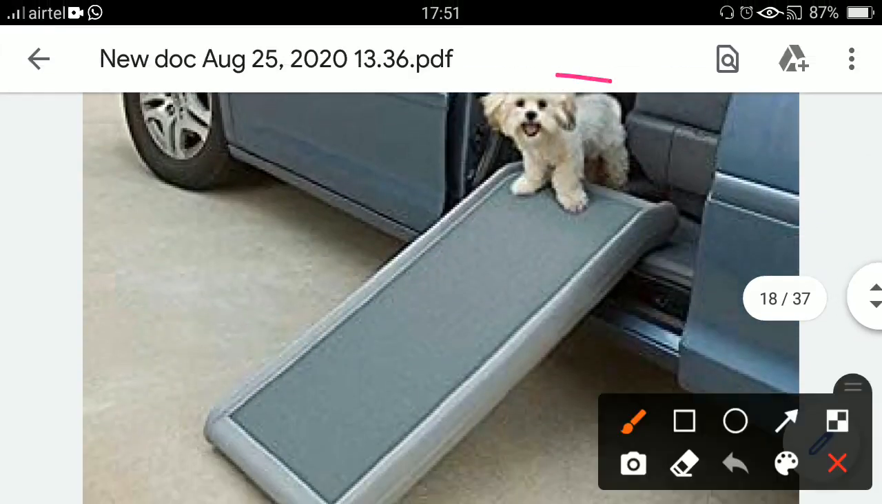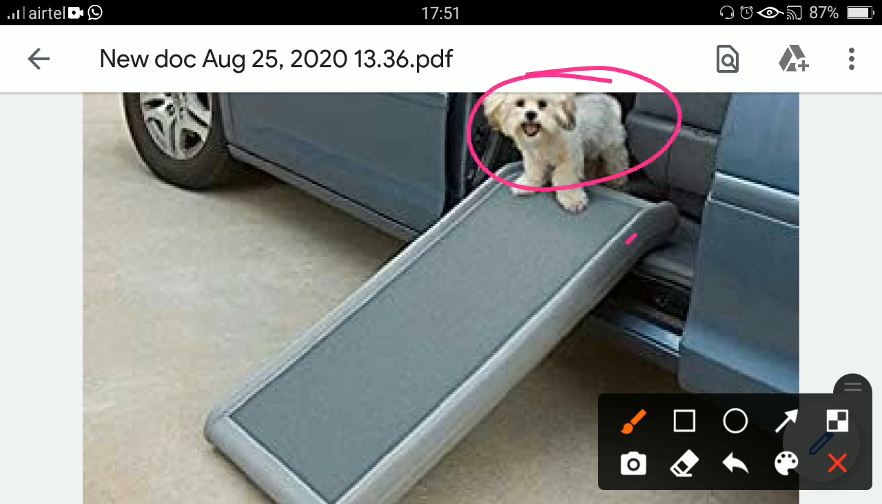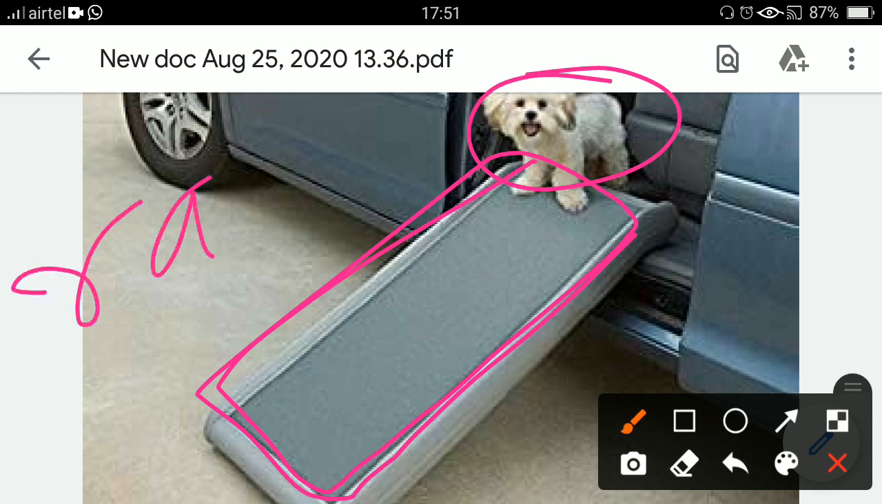This picture, this dog has nothing to do with this story, but I have shown you this picture to explain what a ramp is. A ramp is a flat piece which helps you to come down and go up easily.